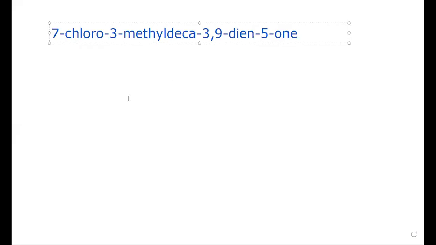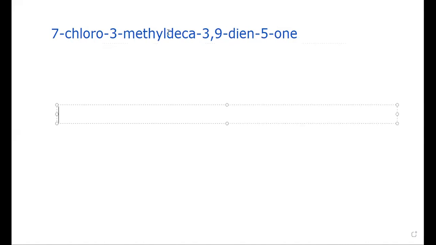Let me use this. We have a compound like this. The suggestion is always to start with the longest chain, and then you will be able to add stuff to this longest chain. How many carbons would you have in the longest chain for this compound? 10. 10, that's correct. How do you know it's 10? Because you have this word here, deca, okay? So you know it's 10 carbons you're going to have.